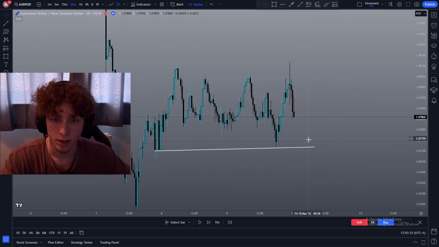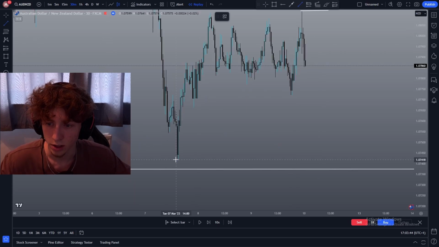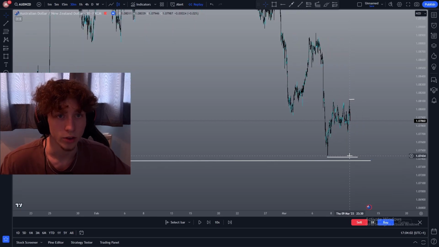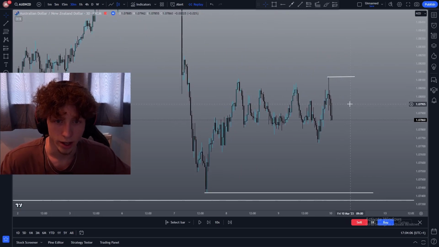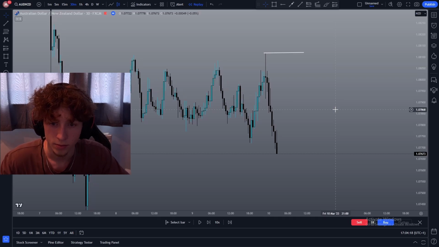However, what I'd likely be looking for is either a break of this high right here, or a break of this low, as well as ideally this low right here. As if we broke both of these, then I'd be very confident that we'd be in a downtrend. And if we broke this high right here, then I'd probably be more inclined to take buys. But yeah, let's just move ahead a little bit.